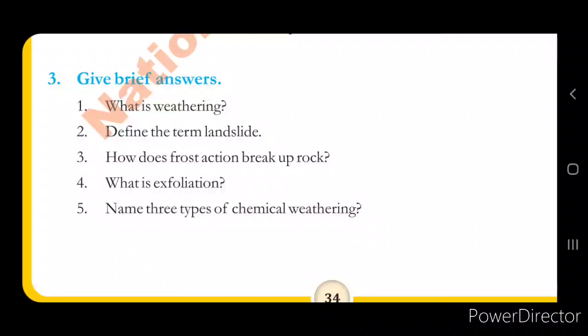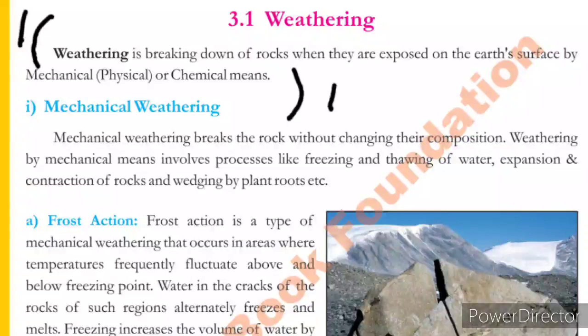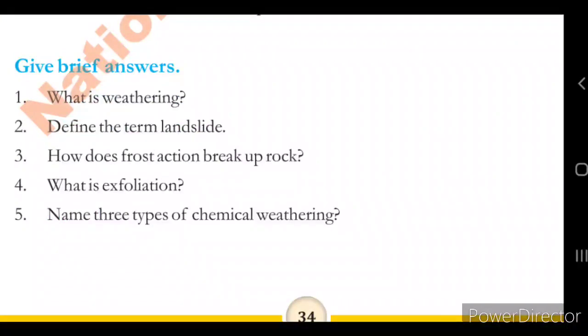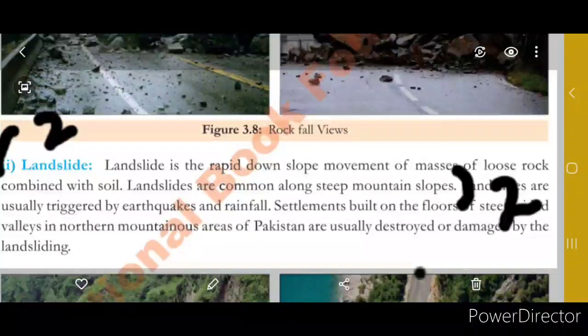Give brief answers. Question number 1: what is weathering? The answer is on your page number 27 and you can see it on your screens also. Weathering is the breaking down of rock when they are exposed on the earth's surface by mechanical, physical or chemical means. Question number 2: define the term landslide. This answer is in your book, page number 30. Landslide is the rapid downslope movement of masses of loose rock combined with soil. Landslides are common along steep mountain slopes.